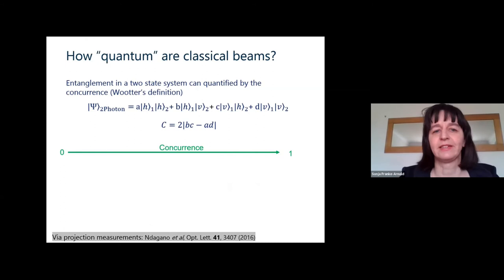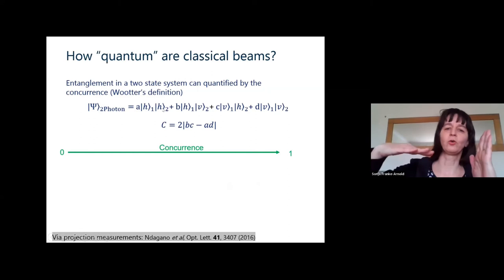We're working in a two-dimensional state space, and we're working with pure states. So a possible definition of the quantumness, or the measure of entanglement, is the concurrence according to Wootters' definition. Any two-photon state can be written as a superposition of these different varieties: both photons being horizontal, one horizontal and one vertical, and so on, and both photons being vertical.